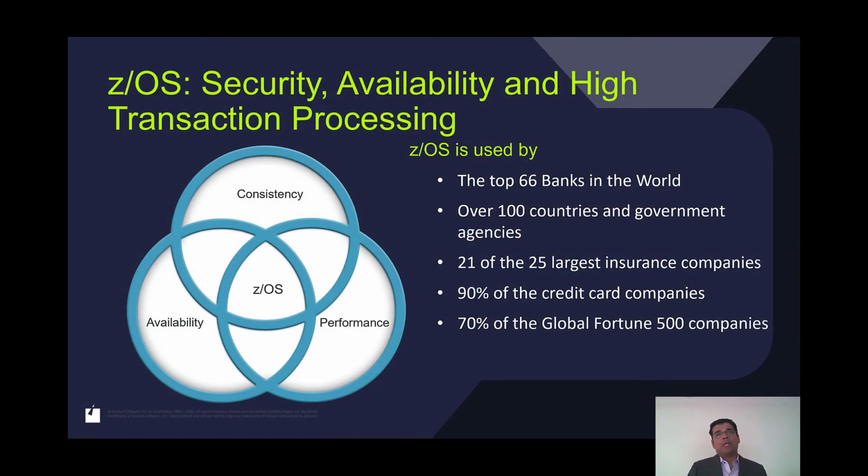Using that as a reference, I do want to bring back the mainframe discussion here. We know that z/OS on mainframe is considered the most secure, highly available, and high transaction processing environment, and hence it is the mainstay of running mission critical applications for all enterprises, and hence it is the system of record. Now let's take a step back and see why that is the case.